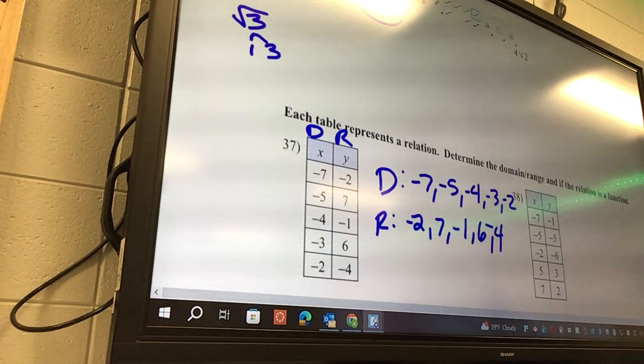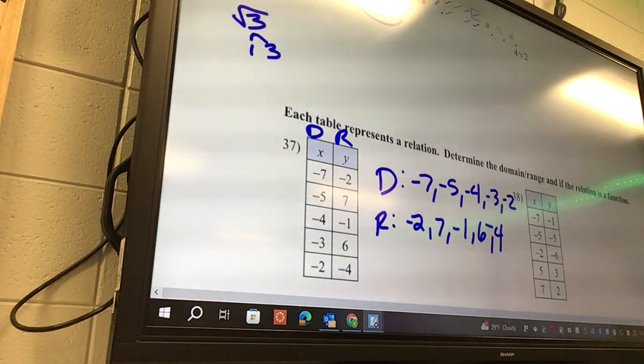Okay, and then it also says determine whether this is a function or not. How do we know if it's a function or not? If the x's repeat, is it a function or not? Then no, it's not a function.